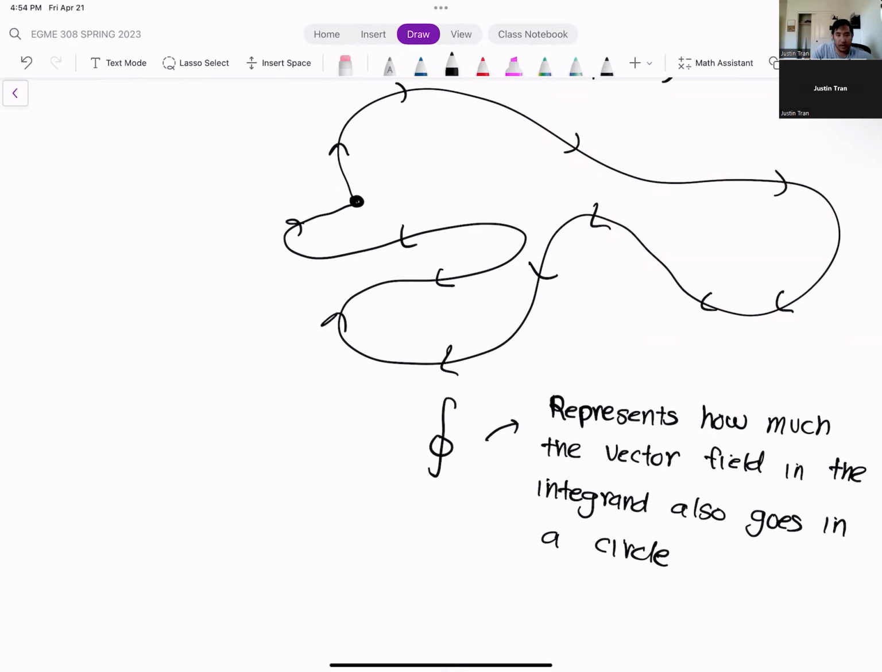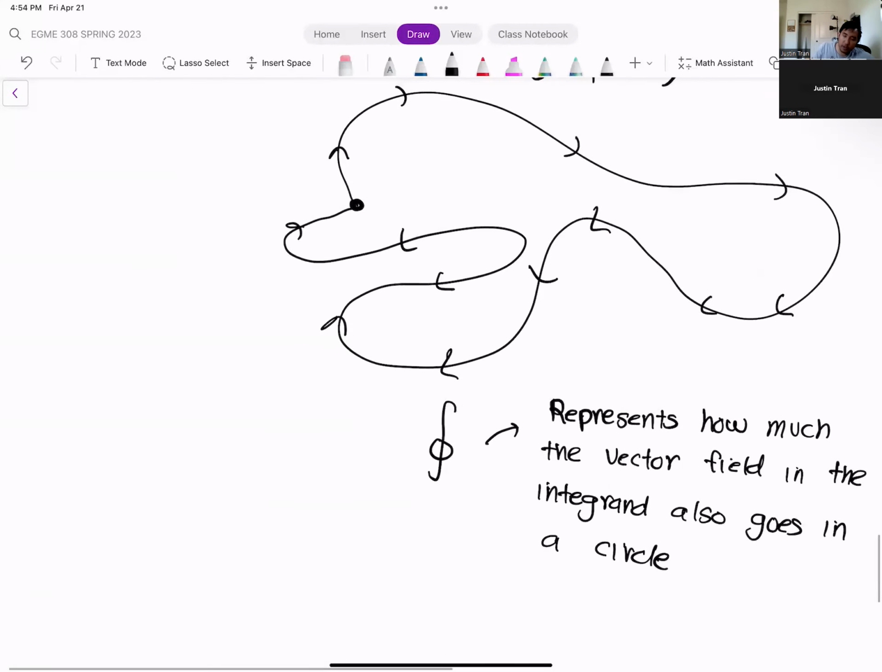All right. And so we can use this idea, and this is the basis for Green's theorem. Green's theorem says that this idea that we have a line integral here that represents how much the vector field goes in a circle, we can express this in a different way.